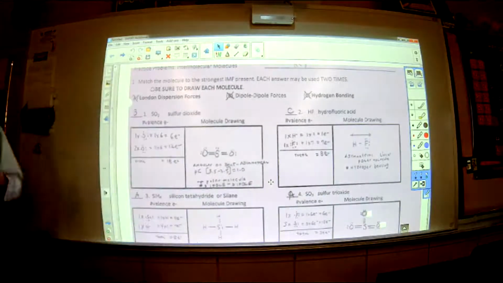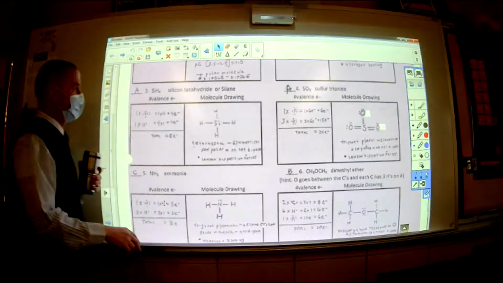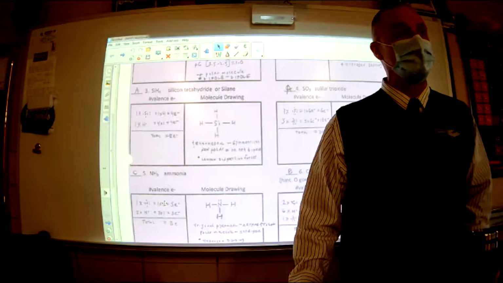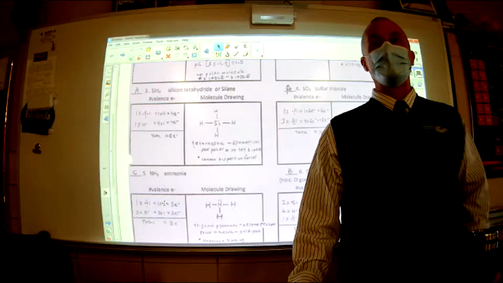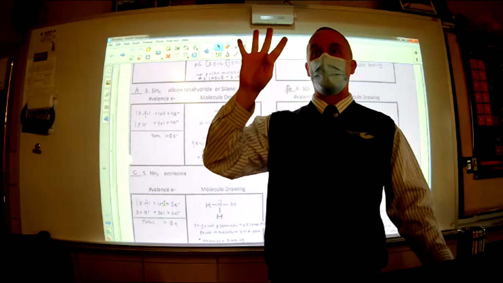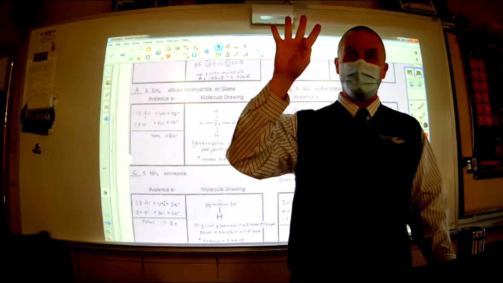We continue on. What about number 3? How do I know I could do number 3 without really even drawing it? If I was in a rush. Silicon starts with how many electrons? It's Roman 4. It starts with 4. How many bonds does hydrogen prefer? 1. It only has 1 electron.